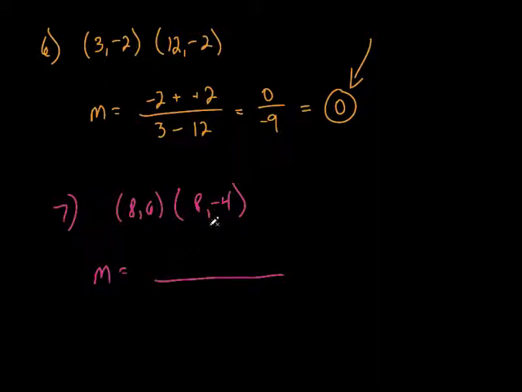Let's do this. Subtract the y's, right? So it's 6 minus negative 4. And then subtract the x's. Put it on the bottom. It's 8 minus 8.